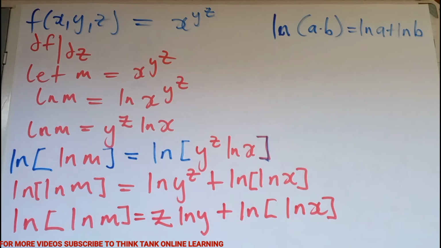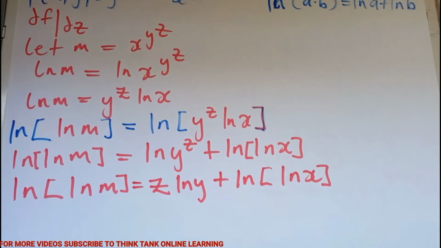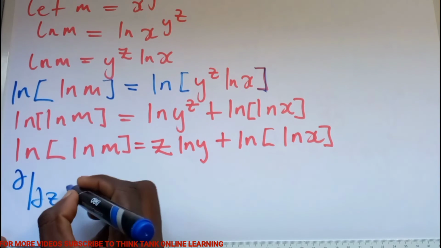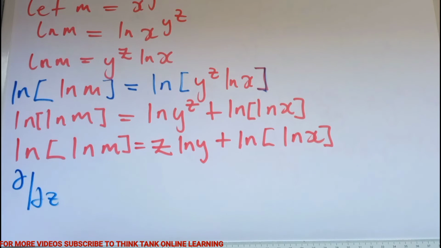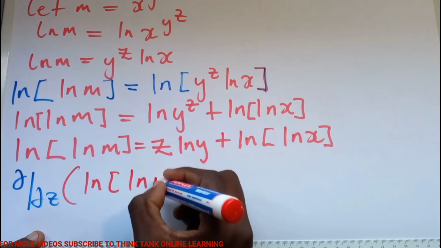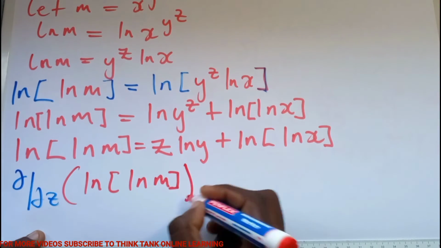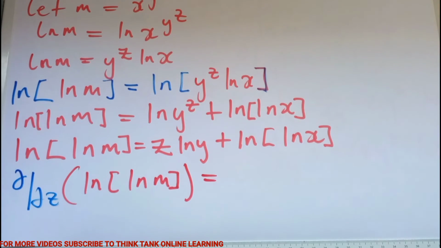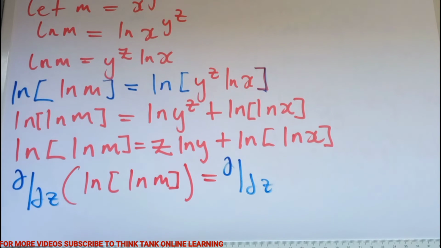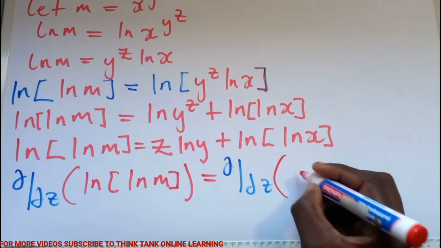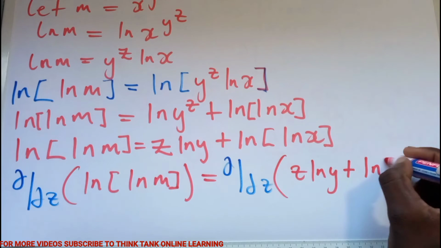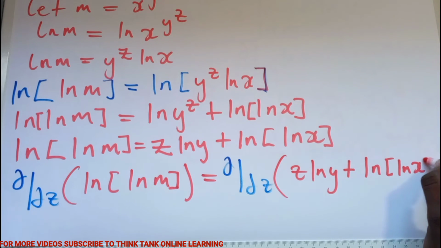What we're going to do is differentiate with respect to z. So I'm going to say partial derivative with respect to z of ln m. Now I'm going to do the same here: partial derivative with respect to z of z ln y plus ln x.